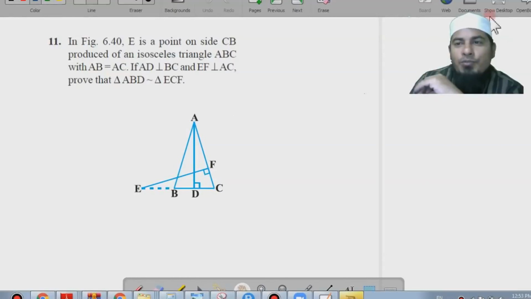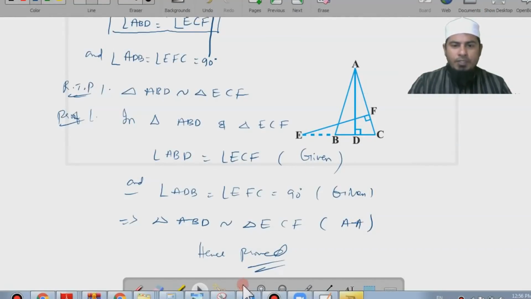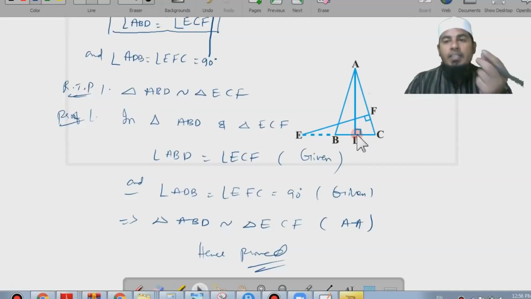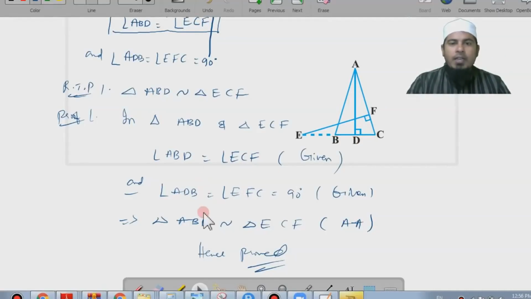We just need to write the proof of this now. Let us understand the proof written here. In triangle ABD and triangle ECF, angle ABD and angle ECF are equal because triangle ABC is isosceles. We can call angle ACB as angle ECF also; we have just changed the nomenclature of these equal angles. And the other two angles are equal to 90 degrees, which is given. These two triangles are similar by the AA similarity criterion, hence the solution.